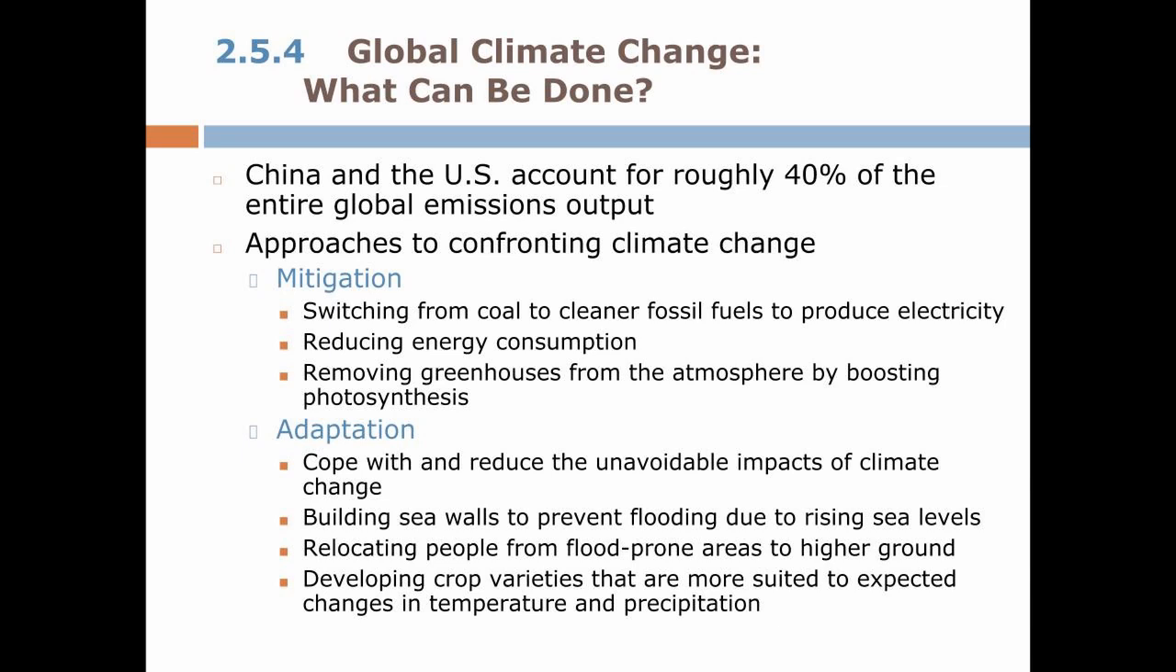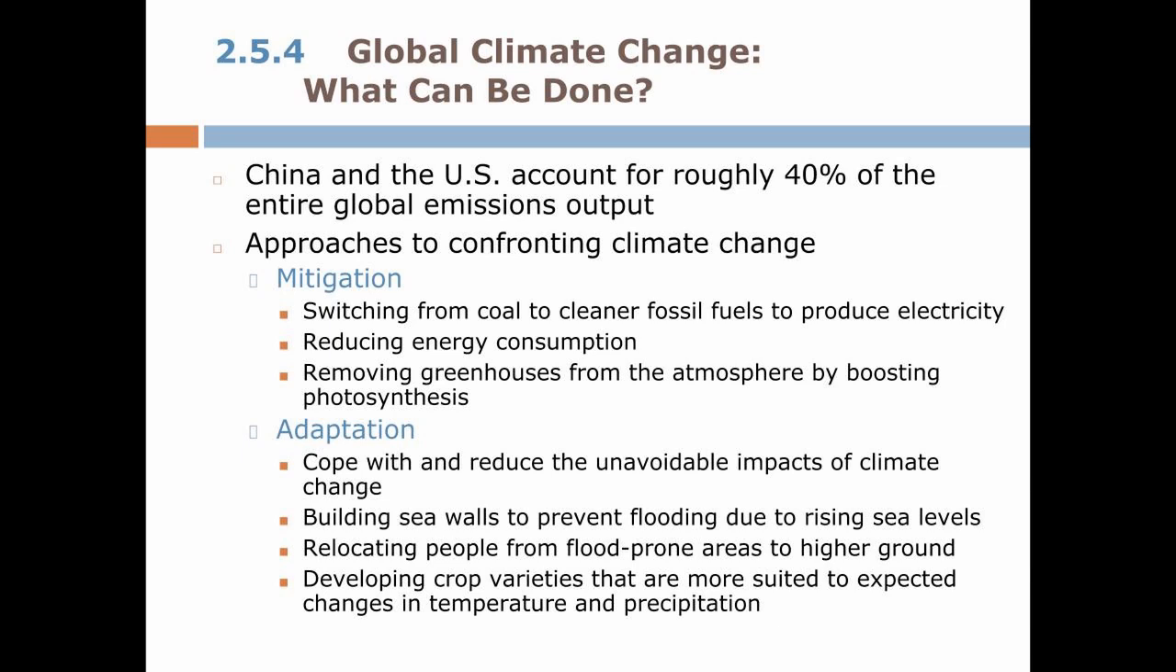Approaches to confronting climate change. Mitigation. Switching from coal to cleaner fossil fuels to produce electricity. Natural gas burns cleaner and produces more energy than coal. Coal is an outdated source of electricity, simply put. Reduce energy consumption. The less energy you consume, the less fossil fuel, if your energy comes from fossil fuel, needs to be burnt to make that energy.